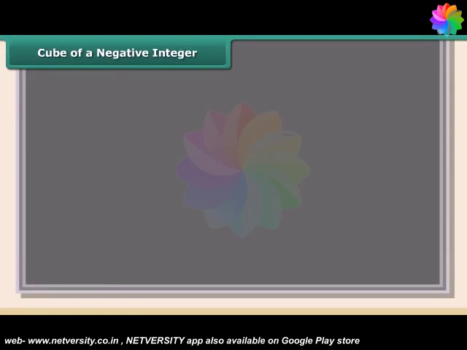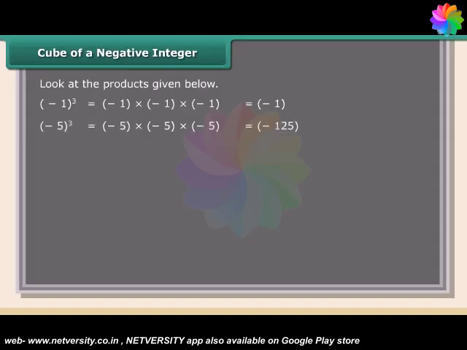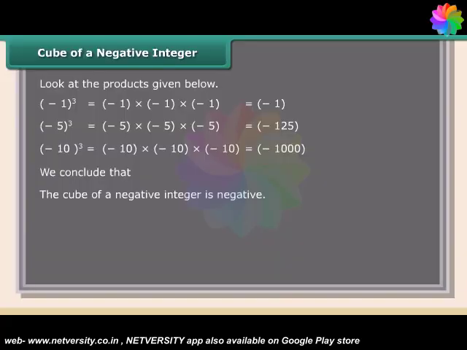Cube of a negative integer. Look at the products given below. -1 cube is equal to -1 into -1 into -1, which equals -1. -5 cube is equal to -5 into -5 into -5 is equal to -125. -10 cube is equal to -10 into -10 into -10 is equal to -1000. We conclude that the cube of a negative integer is a negative.